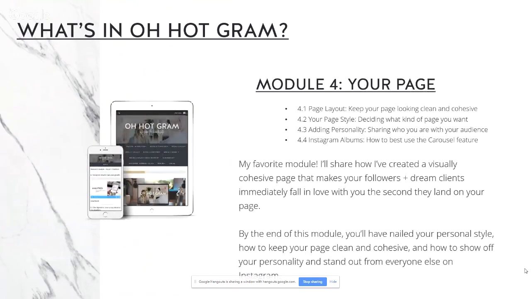Module number 4 is all about your page layout. And personally, this is my favorite module. So we're going to talk about how to create a visually cohesive page that makes your followers and dream clients immediately fall in love with you the second they land on your page. And by the end of this module, you're going to have your personal style nailed, how to keep your page looking clean and cohesive, and how to show off your personality and stand out from everyone else on Instagram.